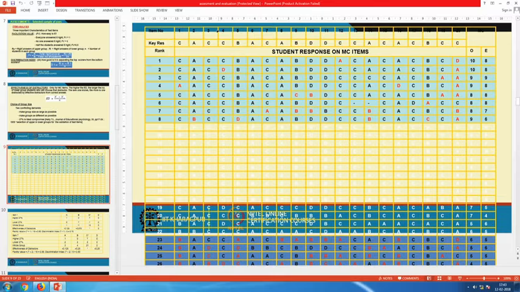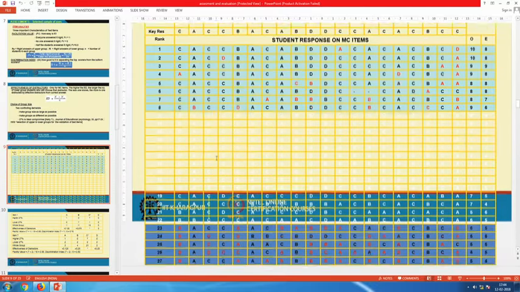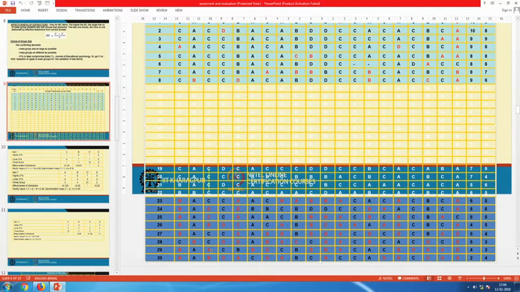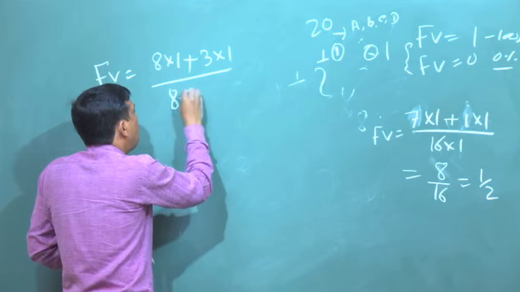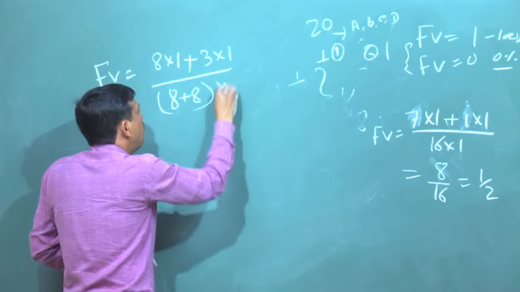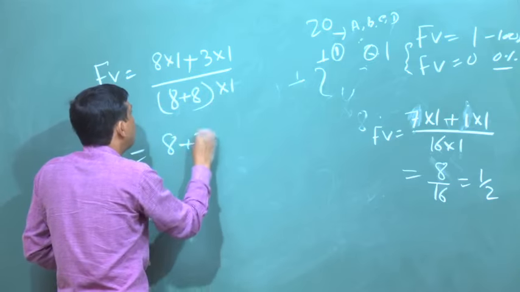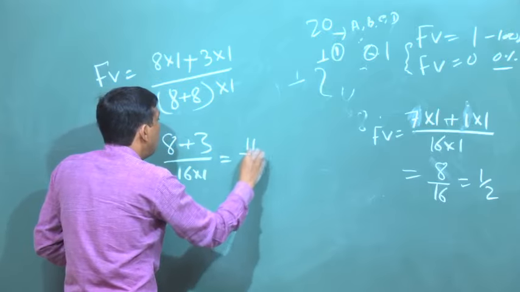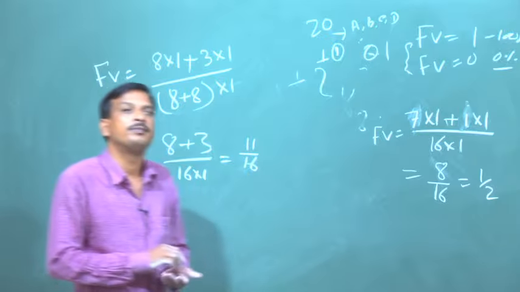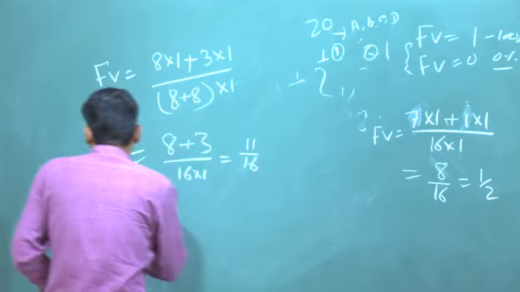8 into 1 plus the lower group students who gave the correct answer. 3 gave the correct answer, so plus 3 into 1, divided by the total marks if all gave the correct answer: 8 in the lower group plus 8 in the upper group, into 1. So, 8 plus 3 divided by 16 into 1, which is 11 by 16. So, what is the DI, the discriminative index?